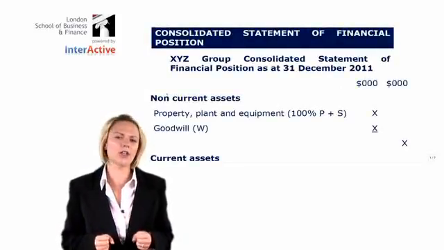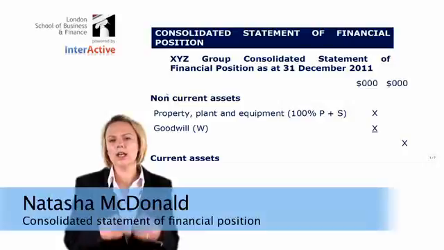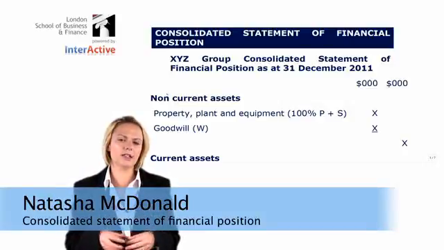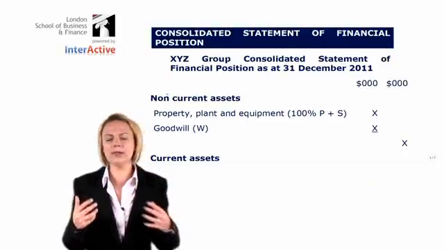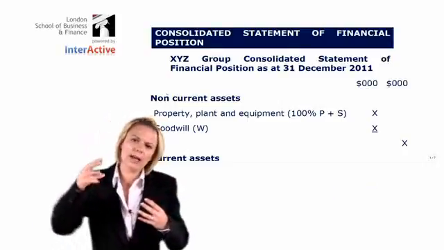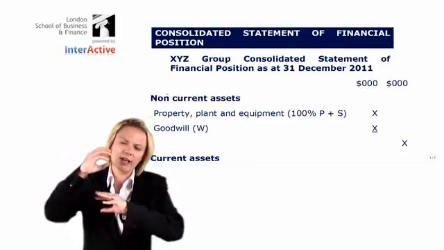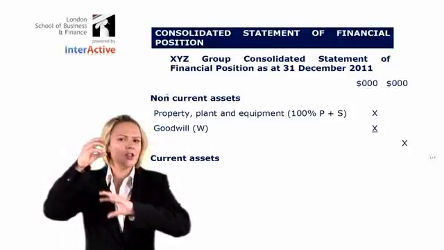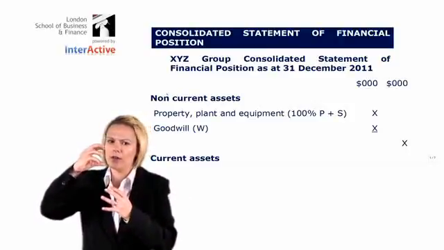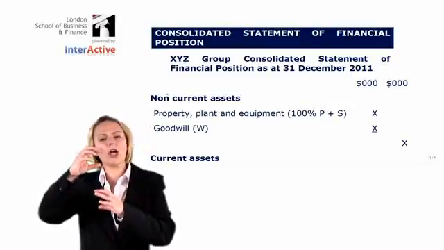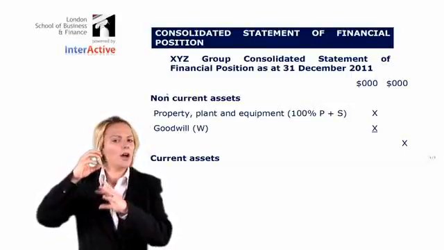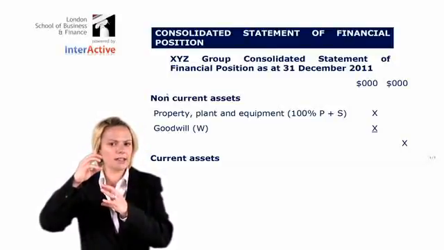Continuing on from our first session in this chapter, in the previous session we looked at what is a group, how is it formed. Now, if you remember, we said that we had a parent and subsidiary relationship, and we only have a subsidiary if we have control over them.